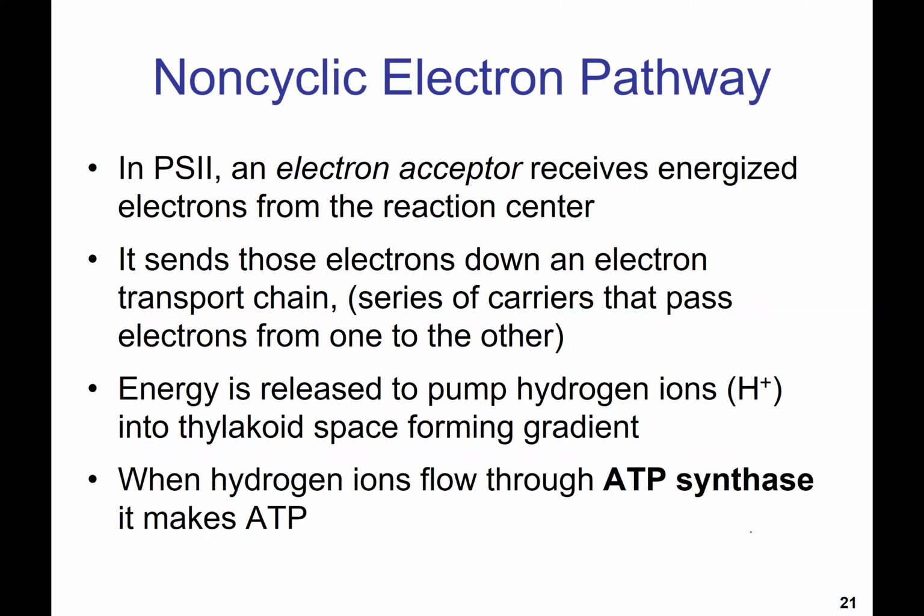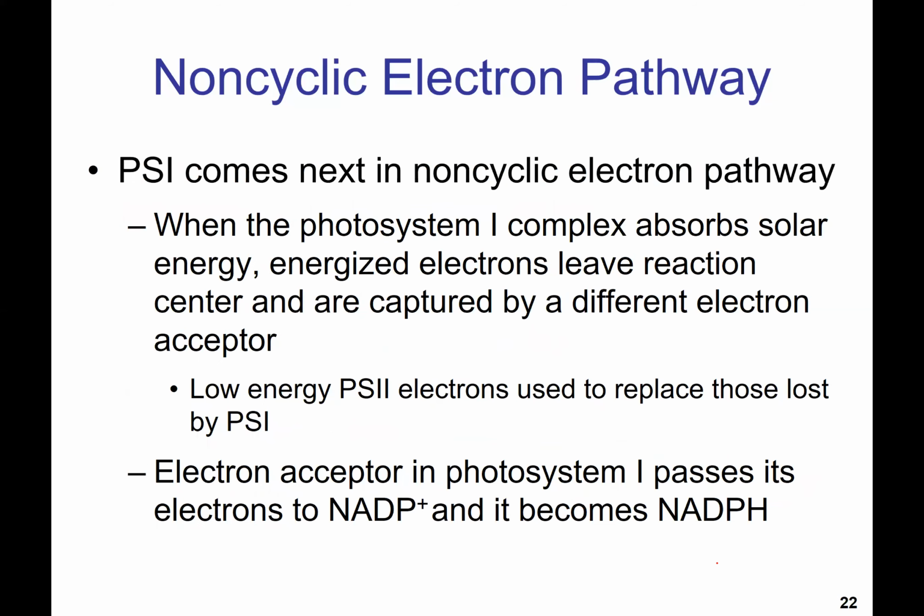In photosystem 2, an electron acceptor receives energized electrons from the reaction center. It's then going to send those electrons down an electron transport chain, very, very similar to cell respiration. And just like with cell respiration, when energy is released, we get hydrogen ions that are pushed through the space to create a concentration gradient. And then we also have an ATP synthase. So as a result of the non-cyclic electron pathway, we're also going to get ATP, in the same way that ATP is created in cellular respiration.